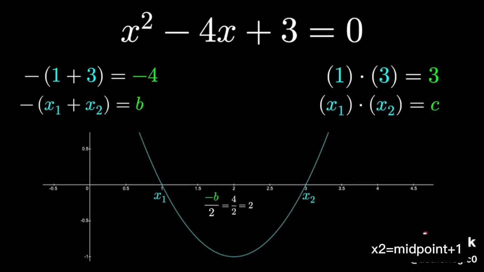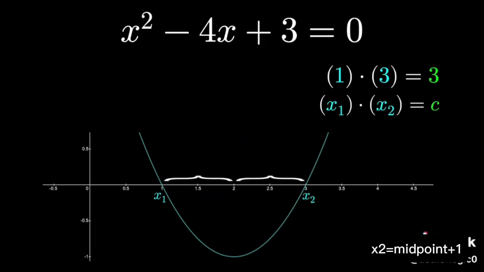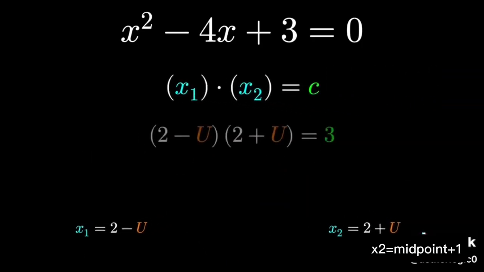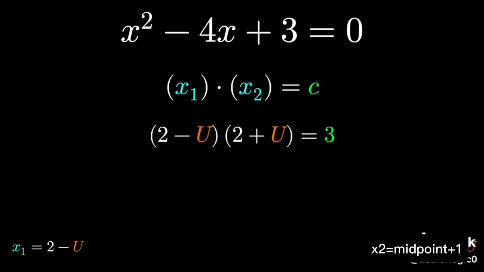Now, by definition, the midpoint is the same distance from each of the two solutions. Call this distance u. Since all of these lie on a number line, the smaller solution is the midpoint minus u, and the larger solution is the midpoint plus u. Substitute this idea into the other piece we use to factor, that the product of the solutions equals c, and this happens to be a difference of squares. When we distribute, this works out quite nicely and it's easy to solve algebraically.